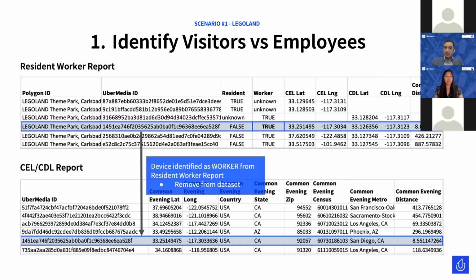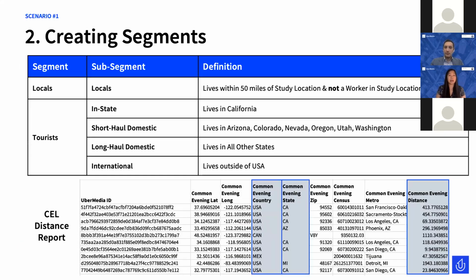Once you've done that cleanup, and we provide a lot of data because each destination has a different definition of how they want to do things, our philosophy is we want to give you everything, and you can filter out what you don't need. So once you have the employees removed, you can start creating segments. Everybody has their different visitor segments and how they've defined them.